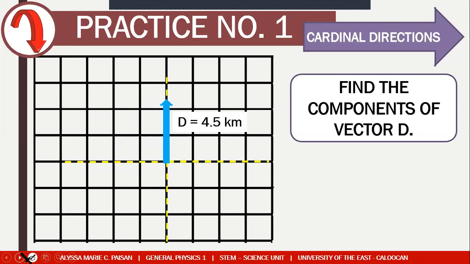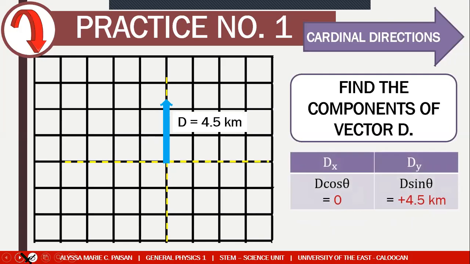And then lastly, for vector D, which is one-dimensional, since it is on the y-axis, we no longer need to actually use this. Automatically, the d sub x will be 0 since it is in the y-axis. And then the d sub y will just be the same magnitude, but the sign is positive. So, if vector D is in the south, then this 4.5 will be negative. Okay?